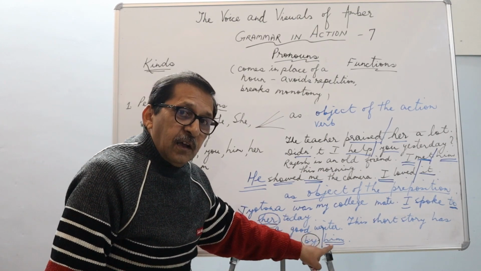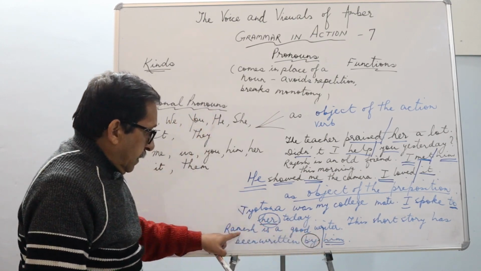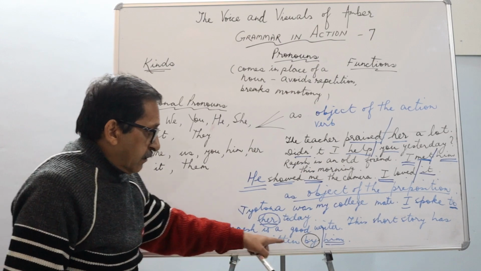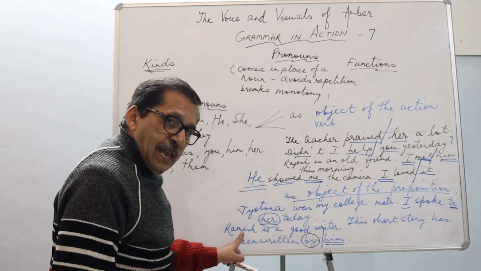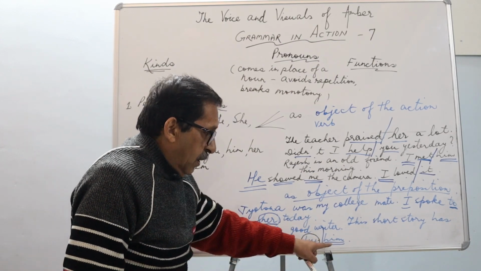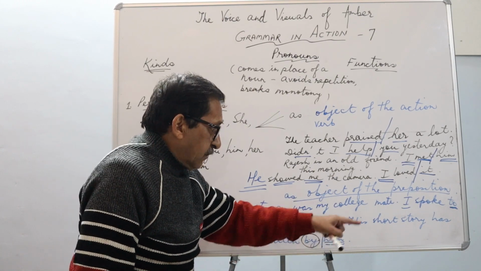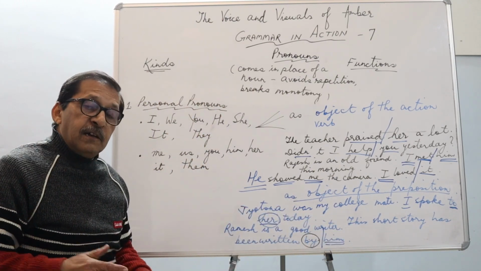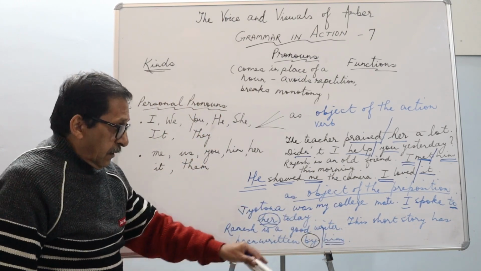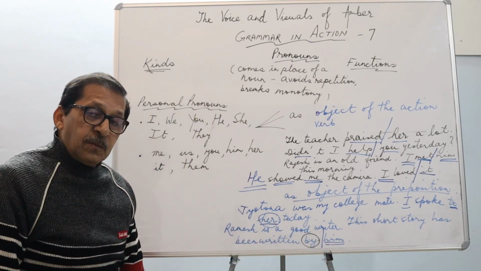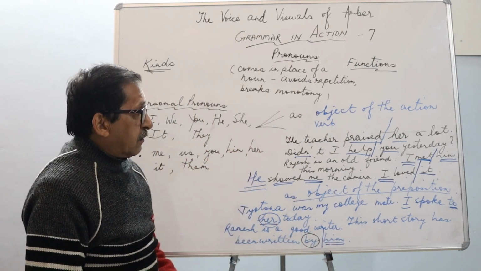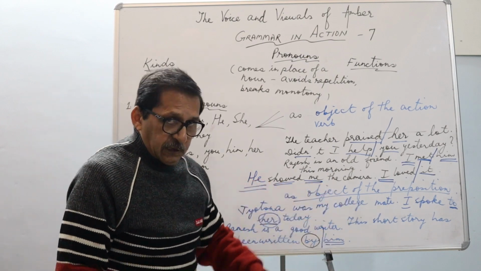I didn't want to repeat the name of Ramesh. All right, so I replace this naming word Ramesh with the personal pronoun him. So this short story has been written by him. So him is a personal pronoun acting as the object of the preposition.